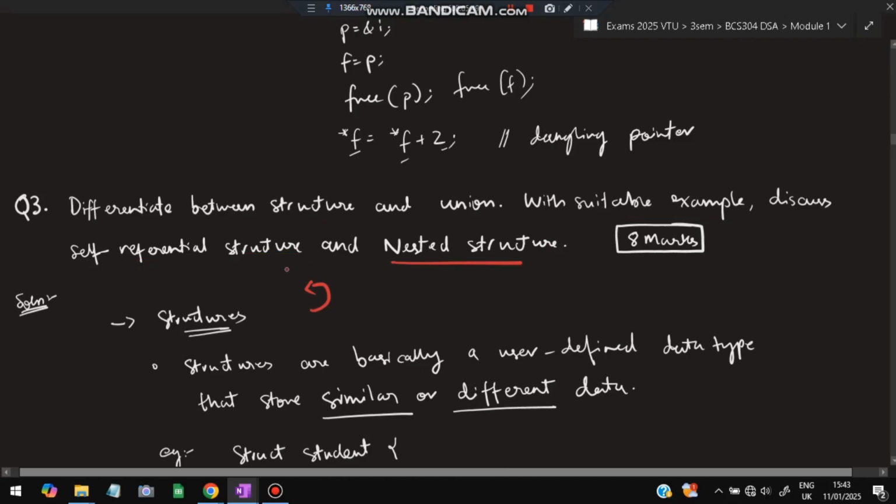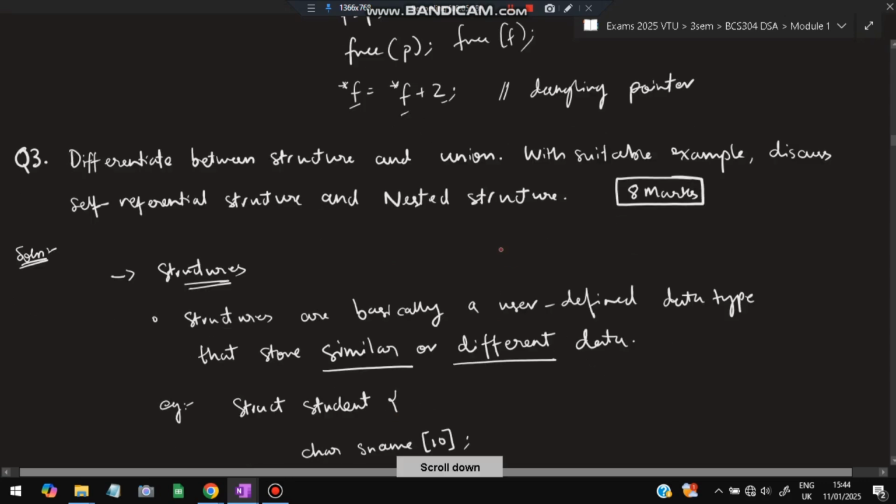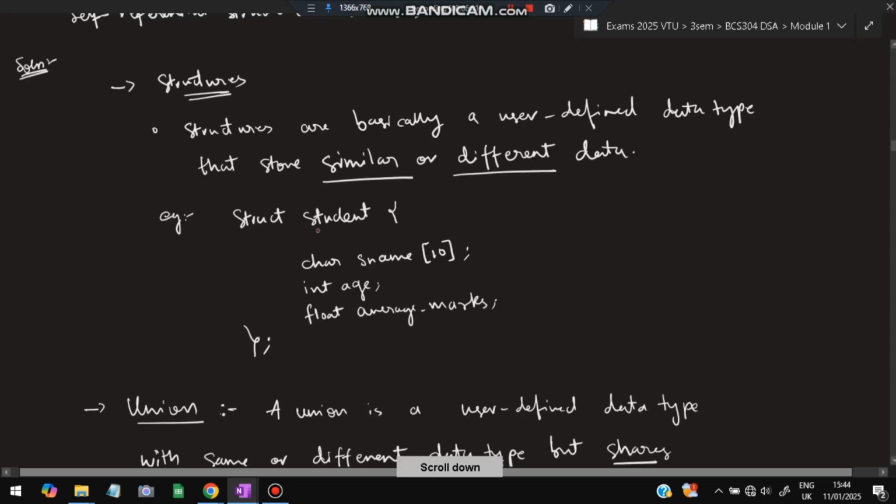So let's understand what a structure is. Structures are basically a user-defined data type that stores similar or different data. Okay, it is a data type. You can imagine it as a box where different or the same data can be stored. So this is the example here. Struct student, and here we will have s name of type char and age of type int and average marks of type float. Now student will be a box wherein the s name will be stored and age will be stored and average marks will be stored. Okay, that is called a structure.